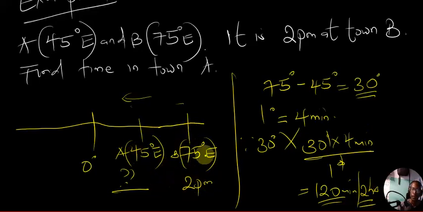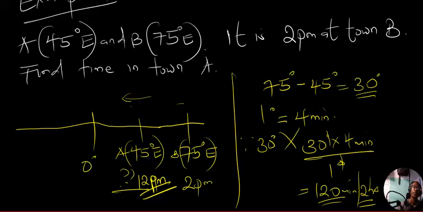So if it is 2 p.m. in town B, in town A it will be 2 hours behind. It will now be 2 p.m. minus 2 hours. It will be 12 p.m. 12 p.m. is our answer.